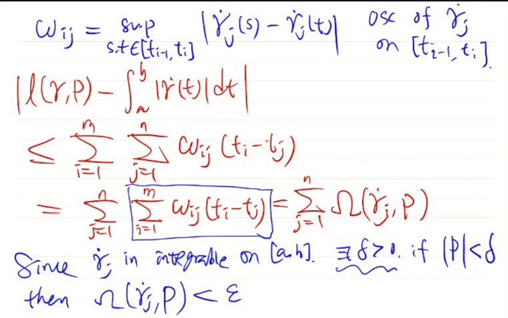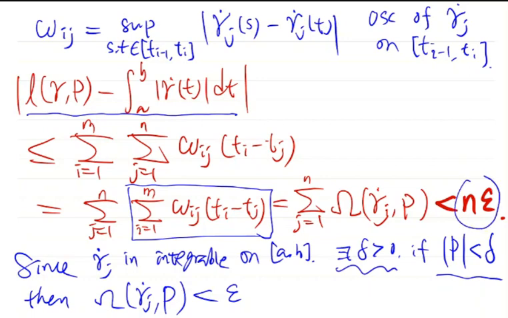Therefore, for this delta, if our partition P is fine enough, every term in this finite summation will not be greater than delta. So this will be less than n epsilon. That is to say, for any positive epsilon, we can find a positive delta. As long as the gap of the partition is less than delta, then the absolute value of the difference between the length of the inscribed polygonal and the integral is less than a constant multiplied by this epsilon.